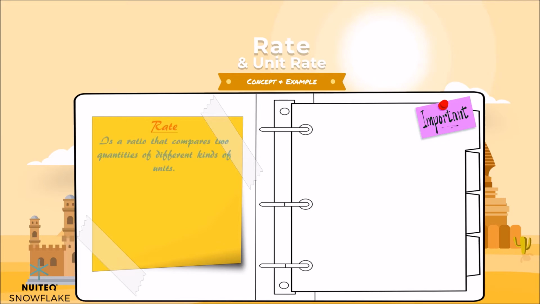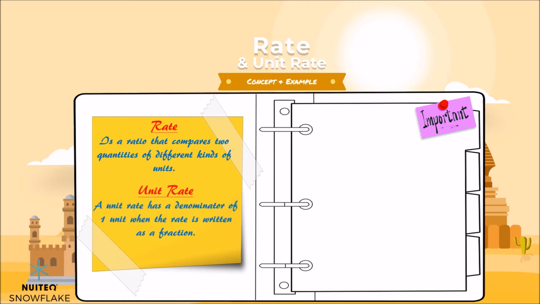Now, let's talk about rate and unit rate. A rate is a ratio that compares two quantities of different kinds of units. And, a unit rate has a denominator of 1 unit. When the rate is written as a fraction, to write a rate as a unit rate, just divide the numerator and the denominator of the rate by the denominator. Like, 68 miles per hour.